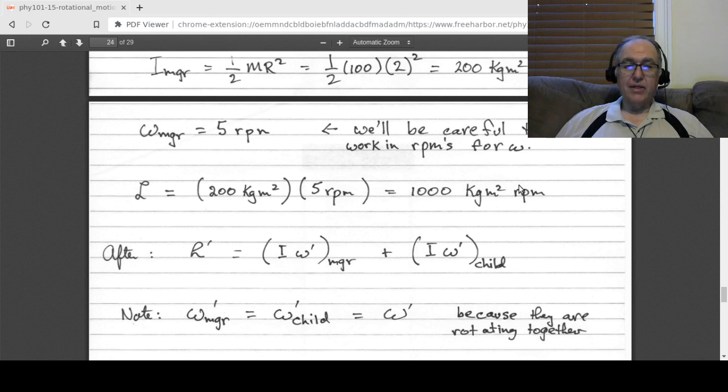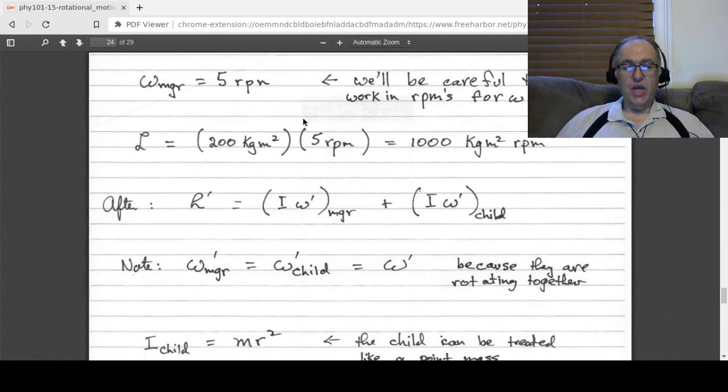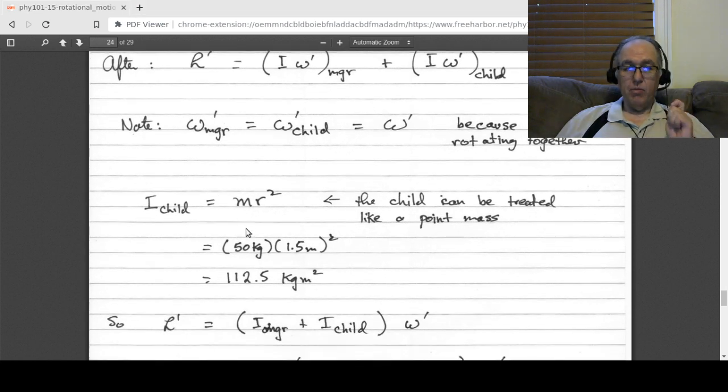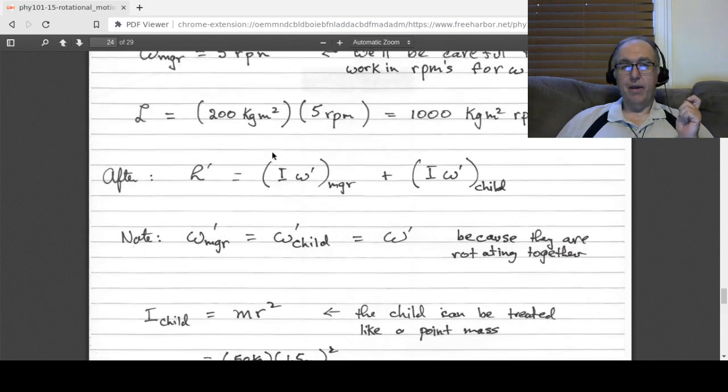Okay, after the collision, the child and the merry-go-round are rotating together, and so we'll have the combined angular velocity, I'll just call it omega. What we need, though, before we plug into this is the moment of inertia of the child, and this is really why I did the problem. The moment of inertia of the child is just mr squared. You go, where did you get that formula? And here's the way to think about this.